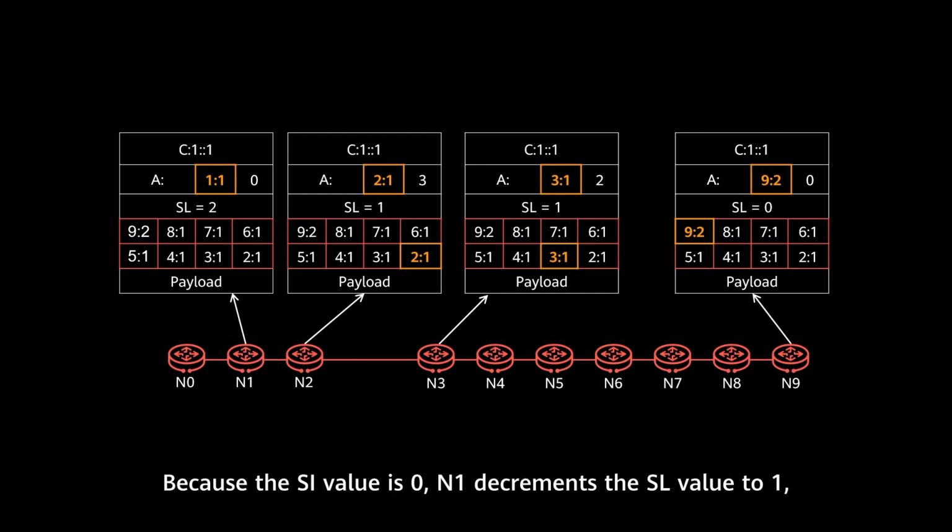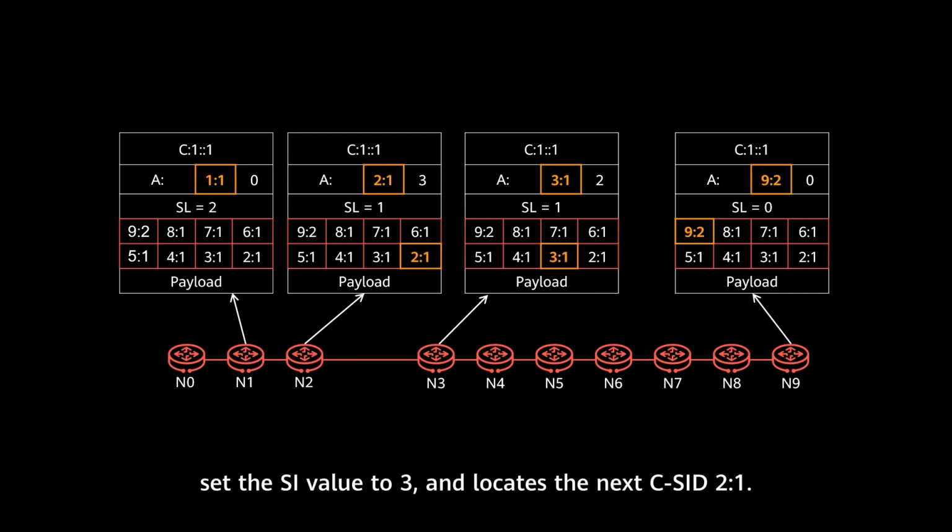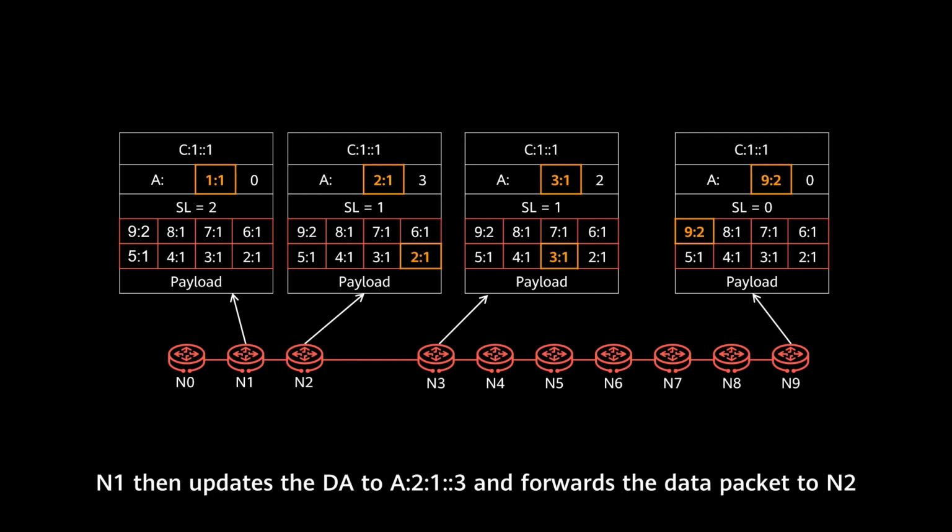Because the SI value is 0 now, N1 decrements the SL value to 1 and sets the SI value to 3, and locates the next seed 2:1. And then node 1 updates the DA to be like a:2:1:3 and forwards the packets based on the updated DA to the next hop, node 2.